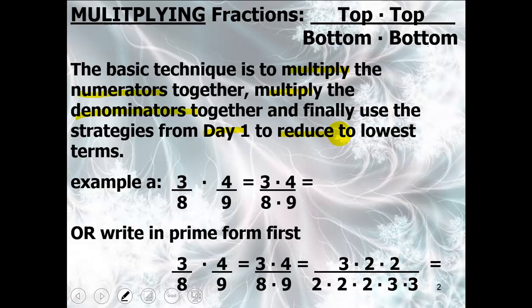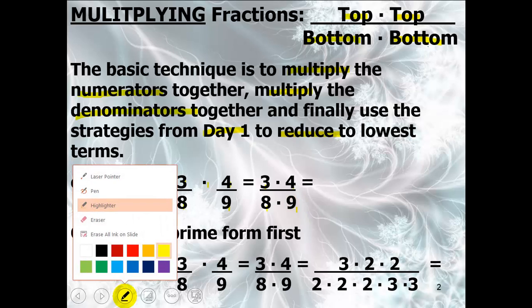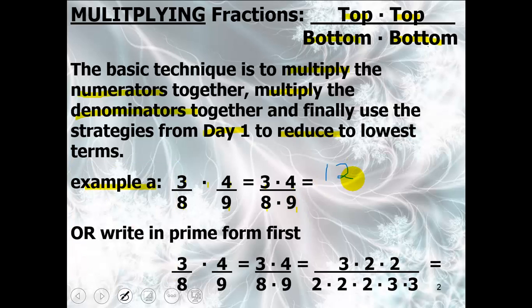Let's look at example A. I have 3/8 times 4/9. My instructions say multiply top times top, so I get 3 times 4, then multiply bottom times bottom, so I get 8 times 9. Well, 3 times 4 is 12, 8 times 9 is 72.